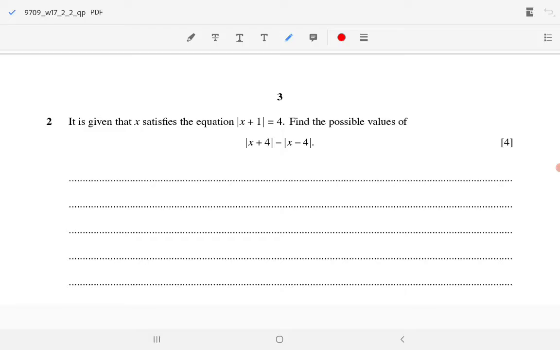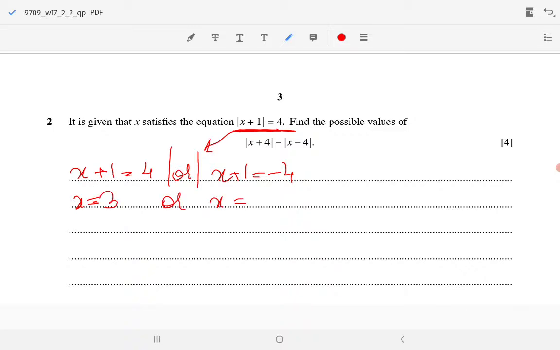Alright guys, so only using this part, x plus 1 equals 4 or x plus 1 equals negative 4. Moving on, x can be equal to 3 or x can be equal to minus 5. I'm pretty sure everyone knows why we have two equations from this one equation, because this value is in a modulus. Alright, now we just have to substitute and find the two possible values.